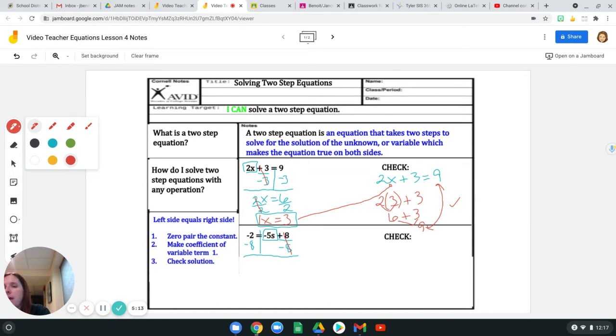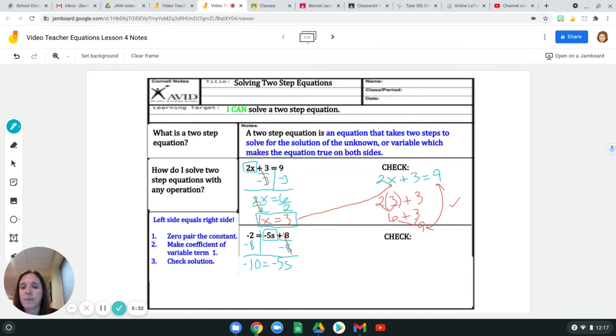So now let's do our math. -2 and -8, that's a party. So you add them, get -10. The -5s falls down, and there's no more constants on the right side. We zero paired them out.